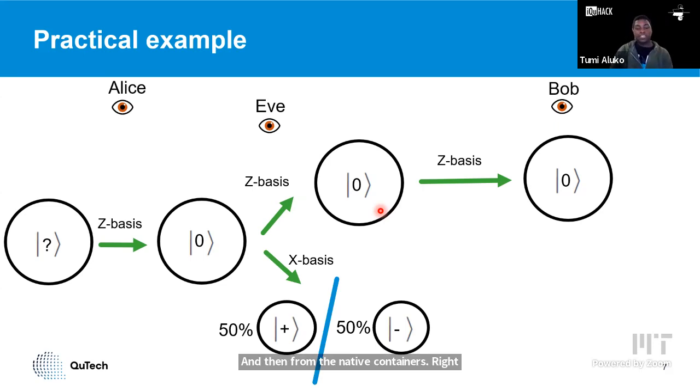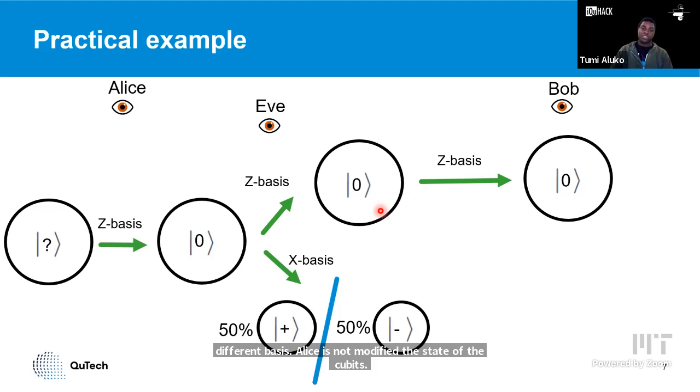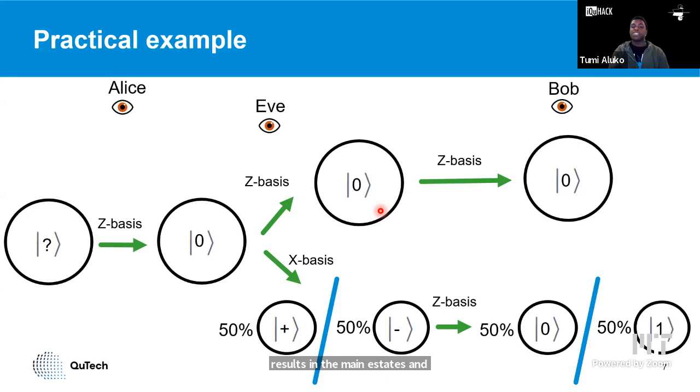By measuring in a different basis, Eve has now modified the state of the qubits and now has a 50% chance of getting a result in the plus state, or a 50% chance of getting a result in the minus state. And now if Bob, still measuring the Z basis, reads his measurement outputs, there's now a 50% chance that he and Alice have a different result.